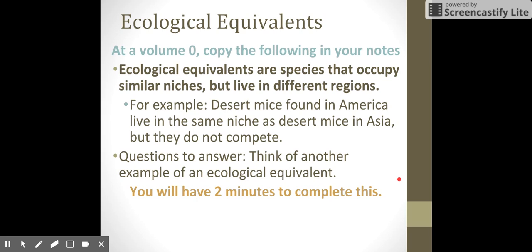So, one thing I want you to think about is where are some other places that might be similar ecological niches, ecological equivalents, and have similar niches to where we are here in the Great Lakes regions of America.